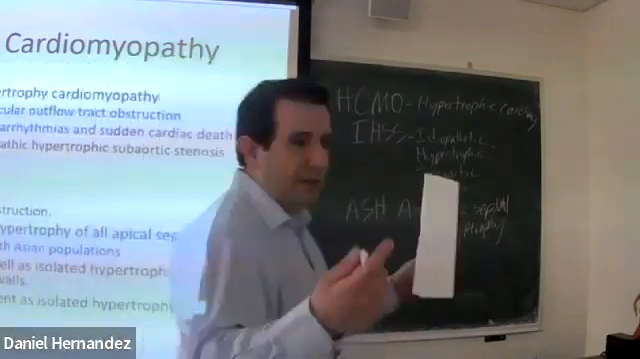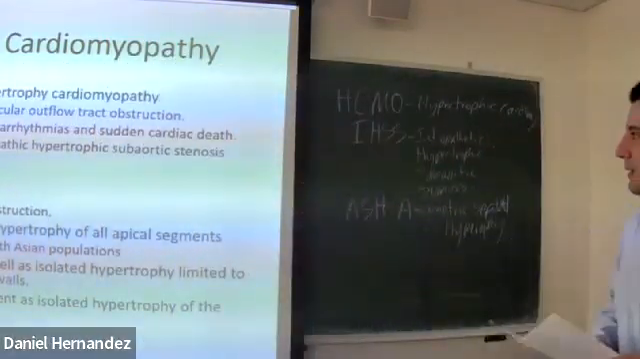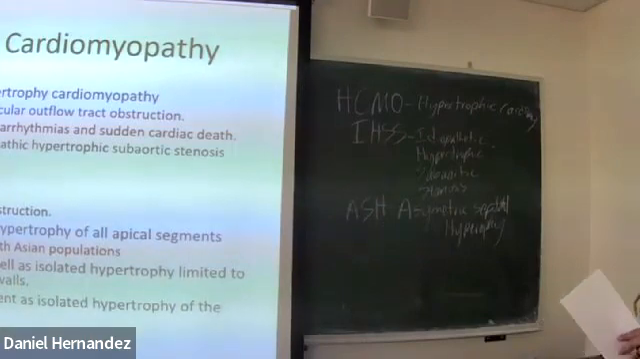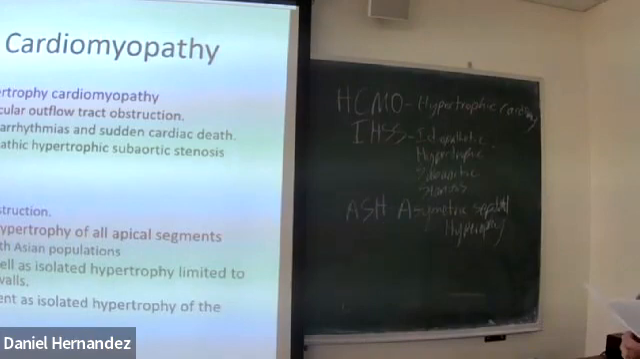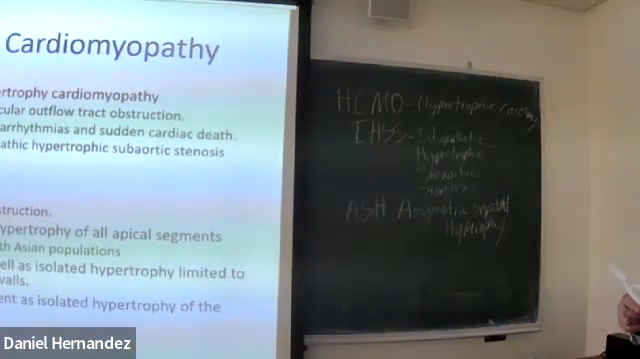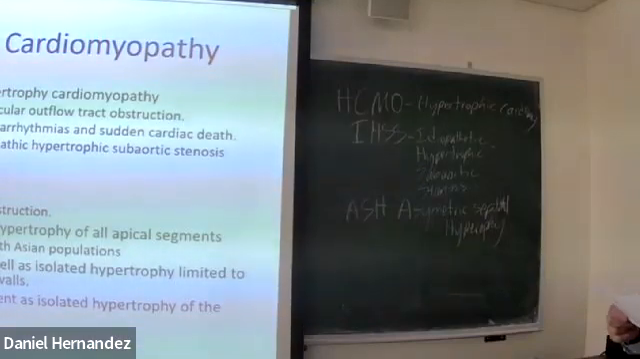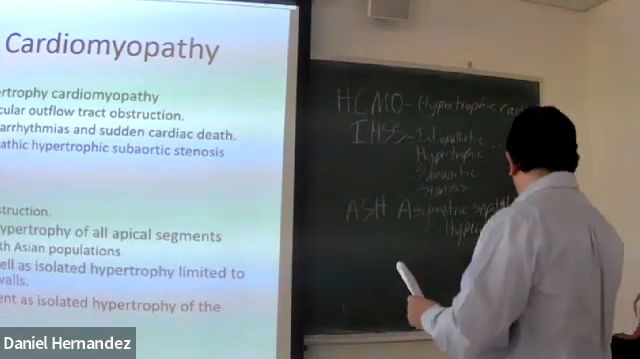So what's below the level of the aortic valve? It's going to be our LVOT. So these hypertrophies are typically going to affect that basal portion of the septum. So it typically involves the interventricular septum more than the free wall. And it's going to be typically that basal portion of that septum that's going to hypertrophy.